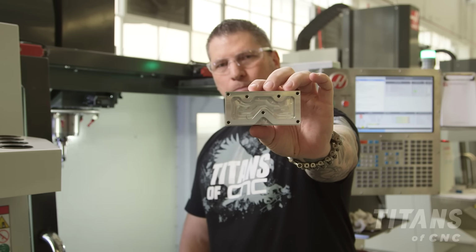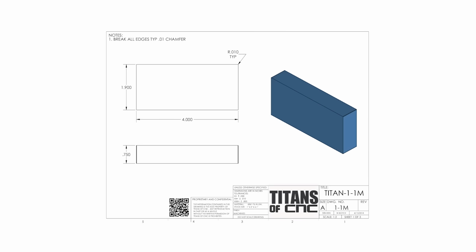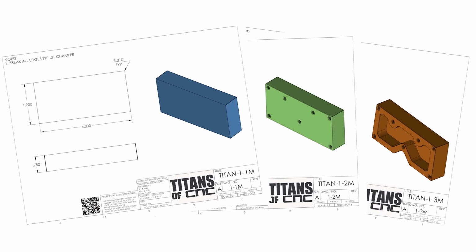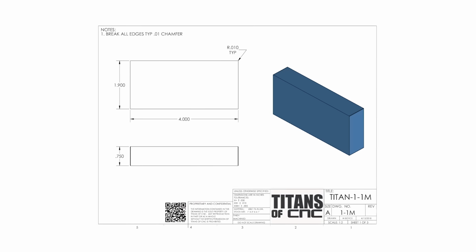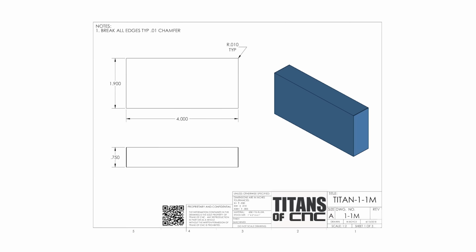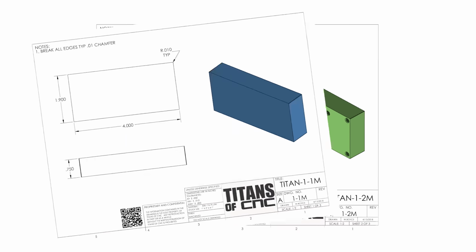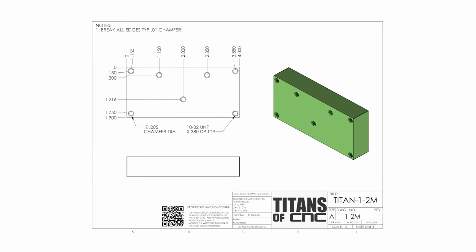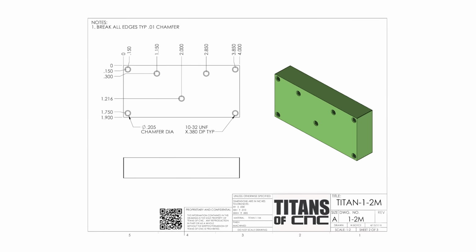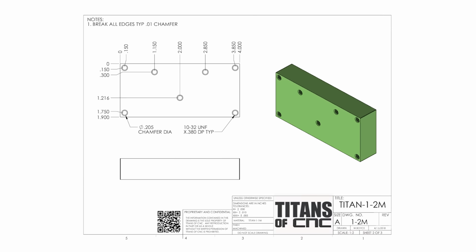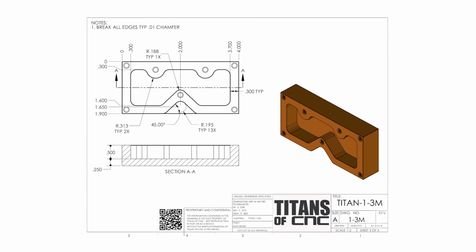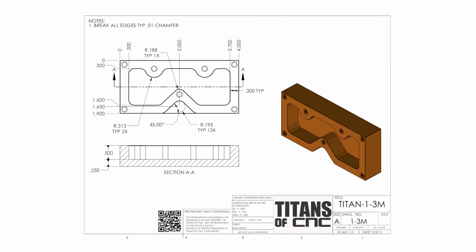So right here, I have the Titan 1M from our academy. And we have 3 different prints that take you through the stages. The first print shows you the outside profile of the block that you have to machine. The second print shows you the 10-32 threads inside the part. And the third one shows the pockets and shows the part complete.